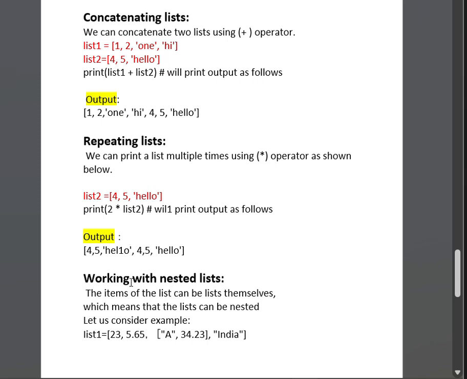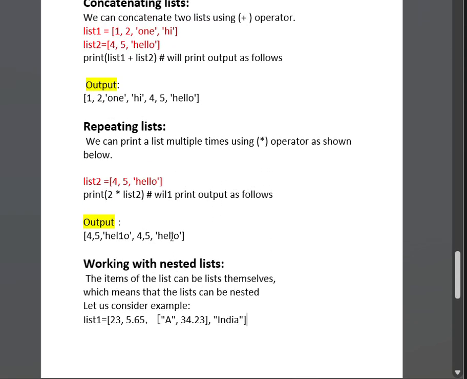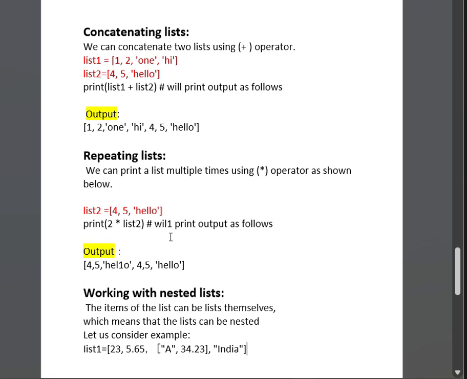Next, we are seeing working with the nested list. Nested list means a list inside a list. For example, we can have a loop inside a loop, that is a nested loop. Like that, instead of loop we have list. That means a list inside a list is called a nested list. Here is an example. List 1 is equal to 23, 5.5. In that list we will be having again a list, and then India. That's it. This is an easy concept. It is easy to memorize.